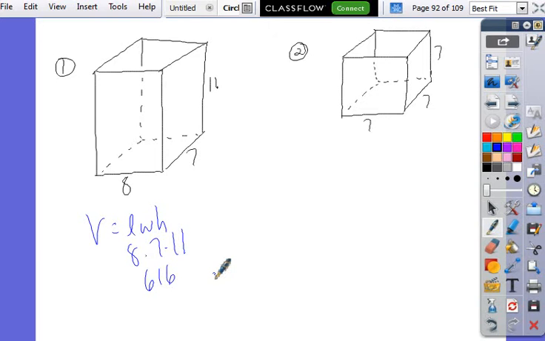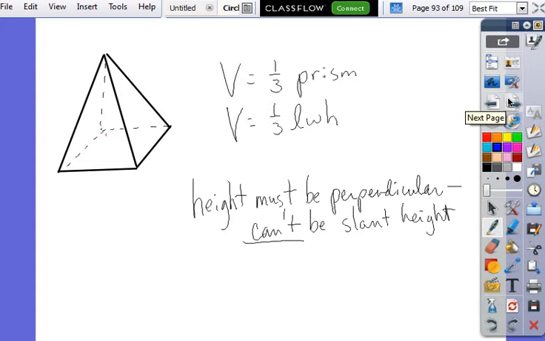Is that right? Over here, what is it called when all these are the same? A cube. So dealing with a cube, 7 times 7 times 7, we get 343. Should be no trouble with that. The second one is a rectangular pyramid, which is just 1/3 of the rectangular prism.